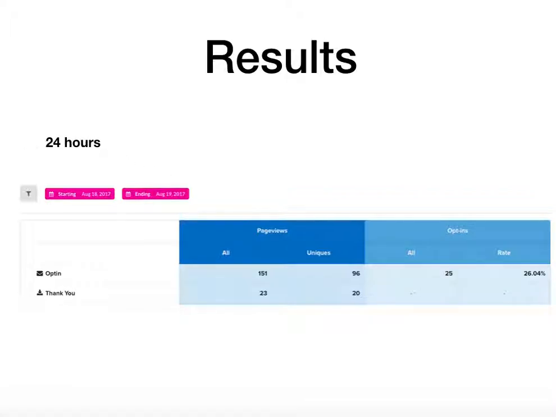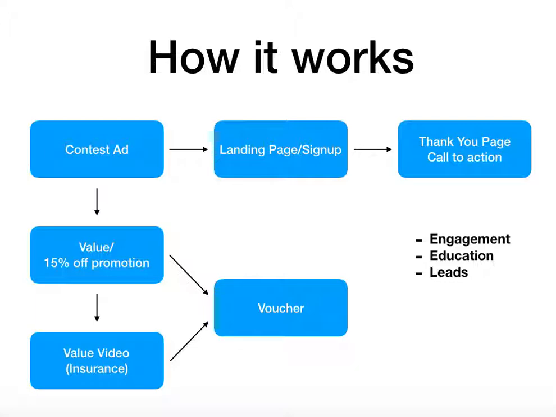I'll show you guys next how it all works. So what we have set up first is a Facebook ad. Basically, it's a contest we're running, a free iPhone screen giveaway. So we're running that ad, and the ad goes to a landing page. On the landing page, people sign up, put their phone and email in, and once they sign up, they go to a thank you page and call to action, which for this campaign is a 15% discount on all phone repairs. So it's pretty cool. People who have cracked screens are being targeted.